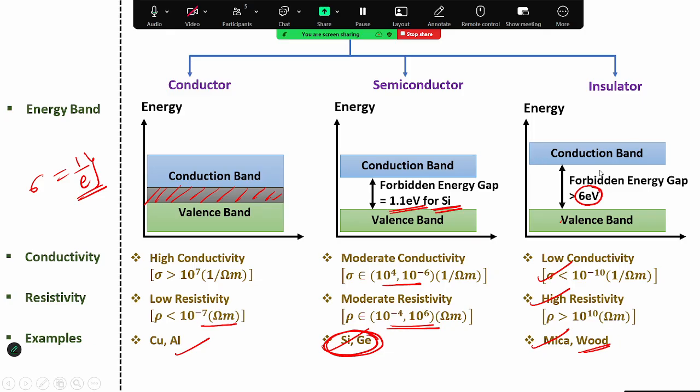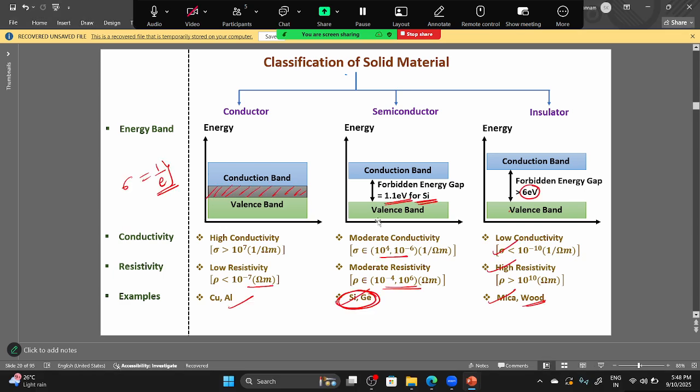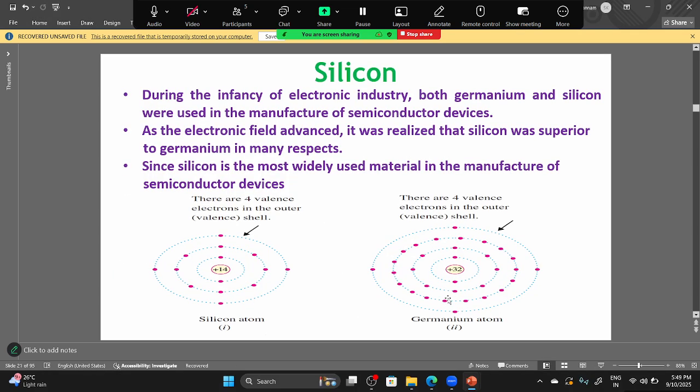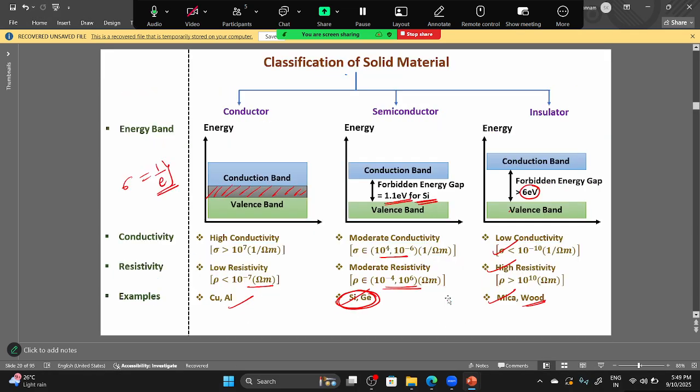Did you understand the difference between conductor, semiconductor, and insulator? The silicon atom we will see tomorrow. Today we discussed basic physics, basic semiconductors, and the energy band diagrams. If you have any doubt, you can ask me. Otherwise, we'll stop.